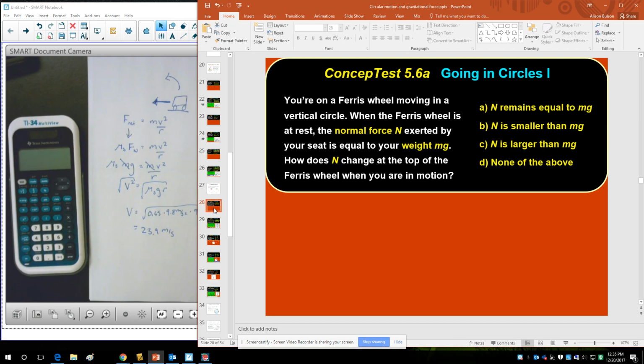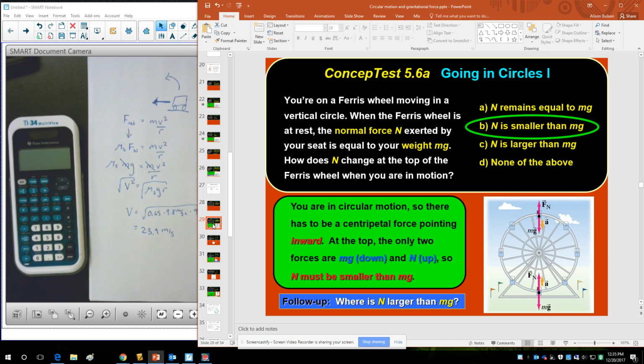So imagine you're on a Ferris wheel moving in a vertical circle. When the Ferris wheel is at rest, a normal force is exerted by your seat, and that normal force is equal to your weight. How does the normal force change at the top of the Ferris wheel when you are in motion? You can answer it without physics just by thinking about how your guts feel at the top of a Ferris wheel, if you've been on one.